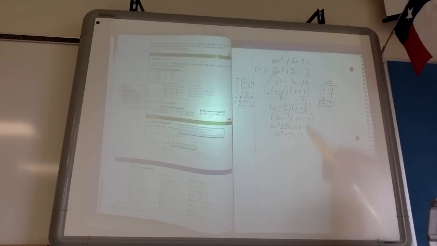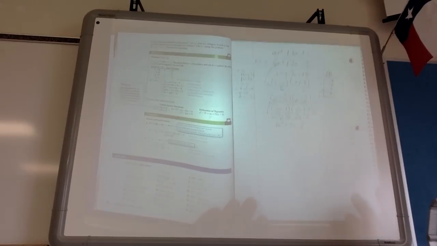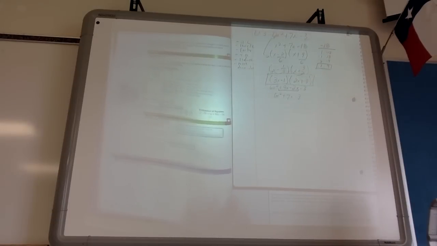Does that match the original? It sure does, and there we go. There is our factored answer. So it's a pretty nice way to do that. All right, I'm going to show you 2 more very quickly, and we're going to be done.